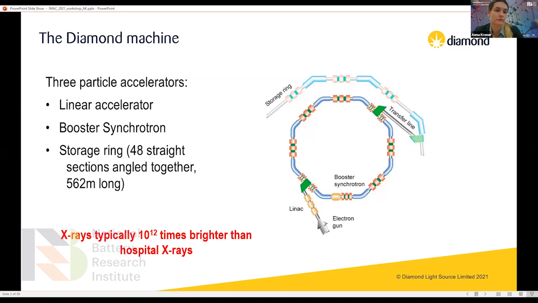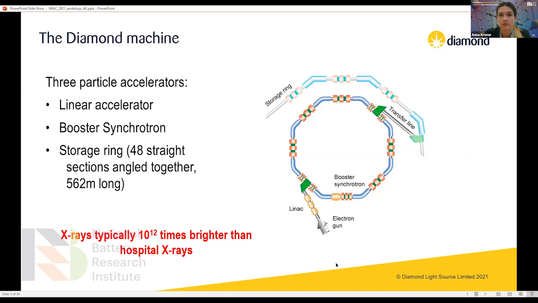Just to give you an overview, I'm not sure what the experience is in the audience, so forgive me if I'm going into details. But just to start, how the synchrotron light is formed at Diamond. So we have 3 particle accelerators.